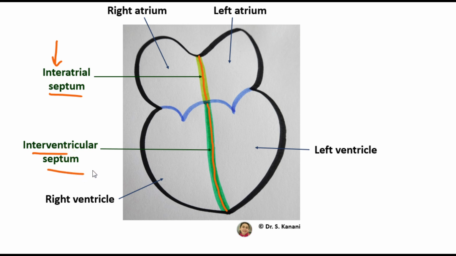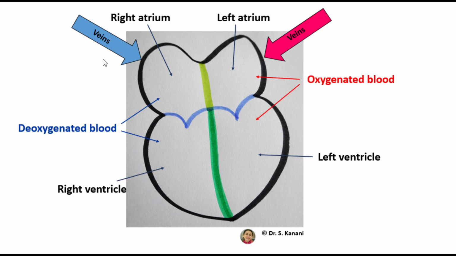What we expect from heart and blood vessels would be we want veins to bring blood into the atria. That's exactly what veins do. They always take blood toward the atria. We have some veins that take deoxygenated blood to the right atrium and some other veins that take oxygenated blood to the left atrium. Then from atria, blood must flow into the ventricles.